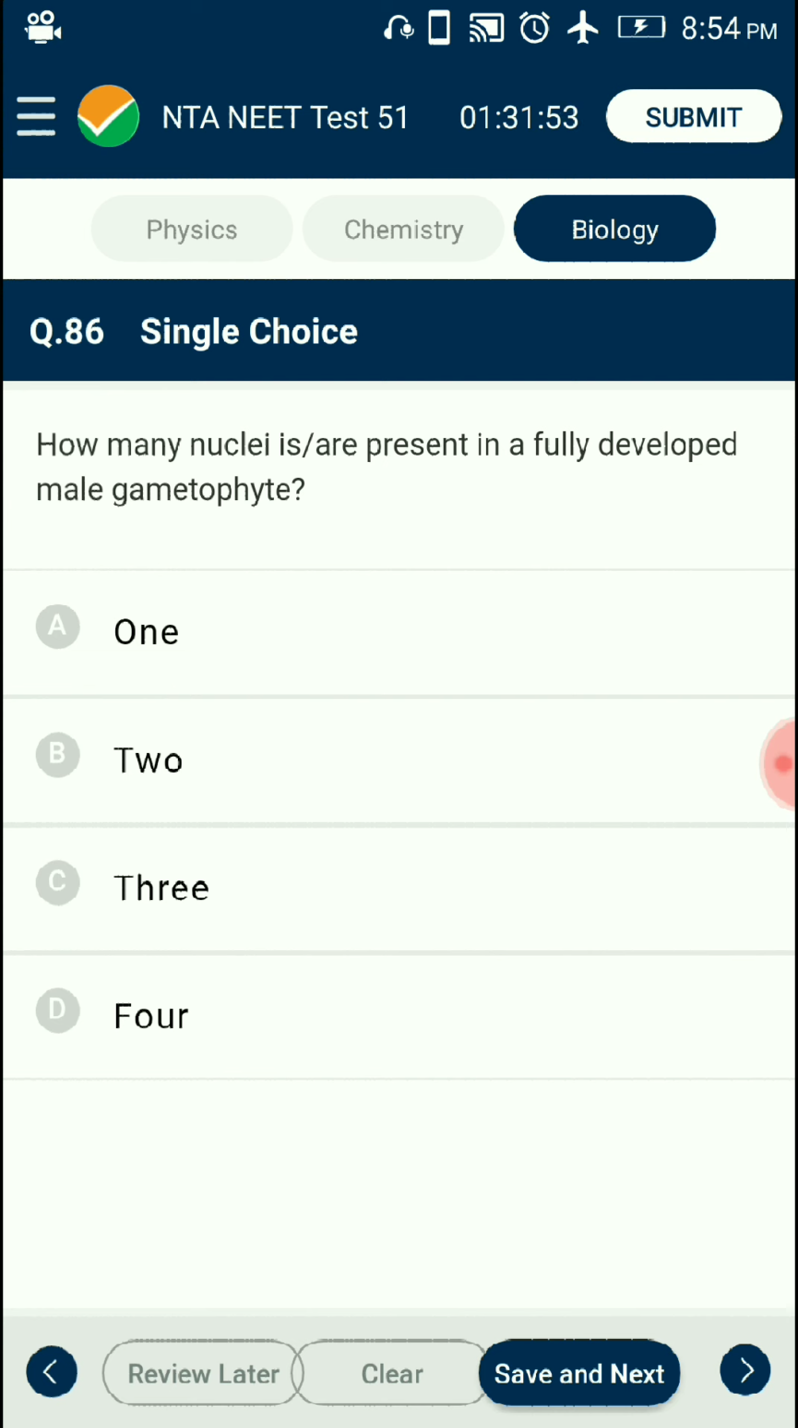Question number 86. How many nuclei are present in a fully developed male gametophyte? The pollen grain is generally released in the two-celled stage in angiosperms. The two cells are the generative and vegetative cells. The generative cell later undergoes division and forms two male gametes. The mature, fully developed, fertilization-ready pollen grain has 3 nuclei in it after the division of the generative cell. So the answer is option C, 3.